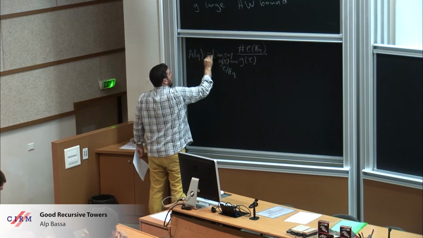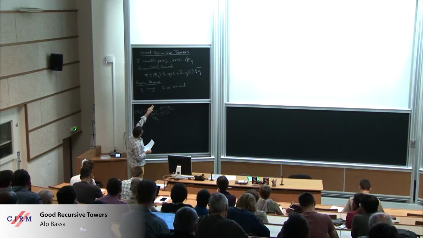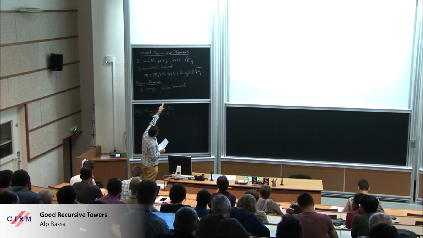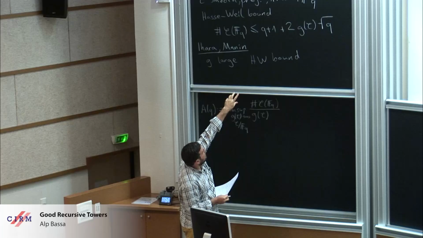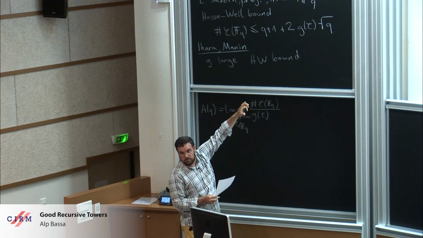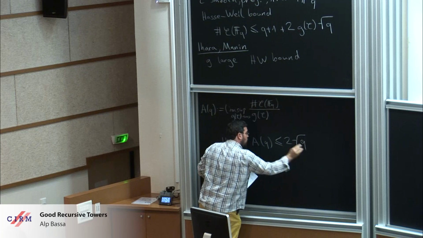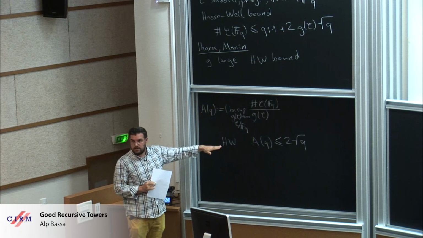And if you look at the Hasse-Weil bound, if you fix your q, and you see that for large g, the first term q plus 1 will not be too important, and you see that the number of rational points can grow at most linearly in the genus, and the corresponding ratio is just 2 times the square root of q. So the Hasse-Weil bound implies directly that A(q) is upper bounded by 2 times the square root of q. But of course, by the result of Ihara and Manin, we know that this could be improved for large genus curves, and that even gives you an asymptotic improvement.